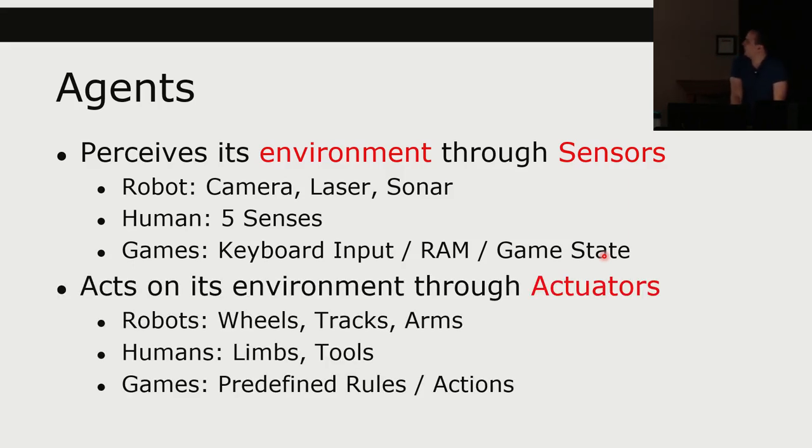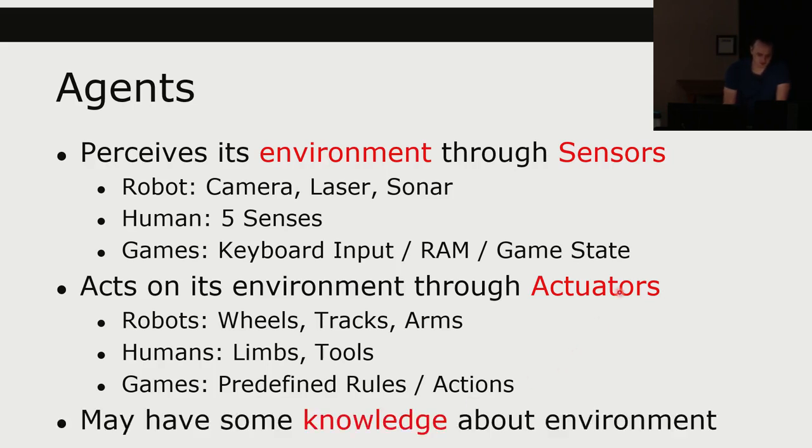And then after it's perceived the environment, it's going to decide what to do, and then it's going to act on its environment through actuators. And the actuators are the physical things that let it interact with the environment. And so, for example, robots might have wheels or tracks or arms. Humans, we have limbs. We have a stick that we can do something with. In the game, maybe we move a piece on a chessboard or tell Mario to run to the left or something like that. These are all different.